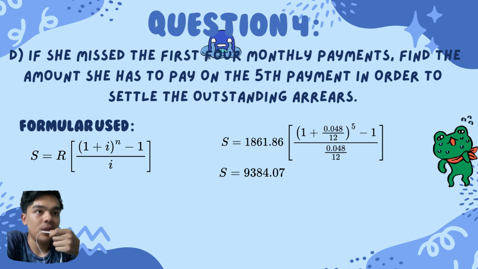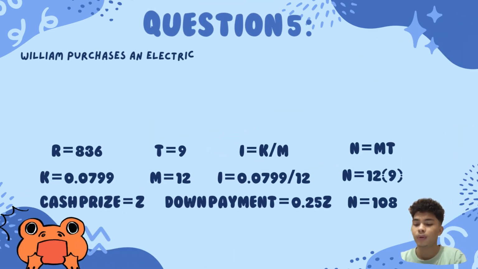Question D, if she misses the first 4 monthly payments, find the amount she has to pay on the 5th payment in order to settle the outstanding arrears. In this question, we need to find the amount after she missed the first 4 monthly payments. To use the formula S equal to R times [(1 plus I) to the power of N minus 1] divided by I. But for the N, we must put 5 because we want to know the amount for the 5th payment after she missed the 4 monthly payments. And then we will get the final answer, 9,394.07.